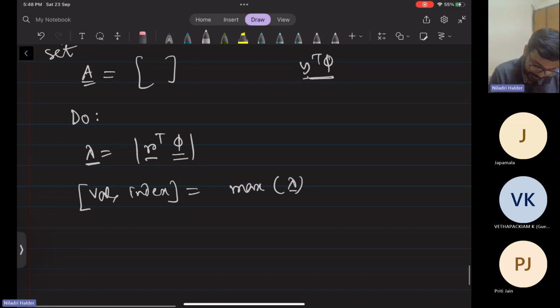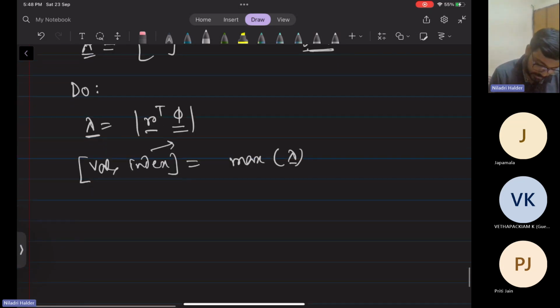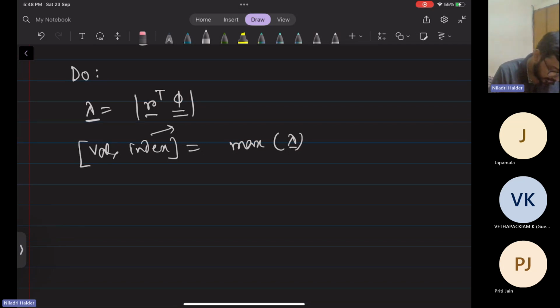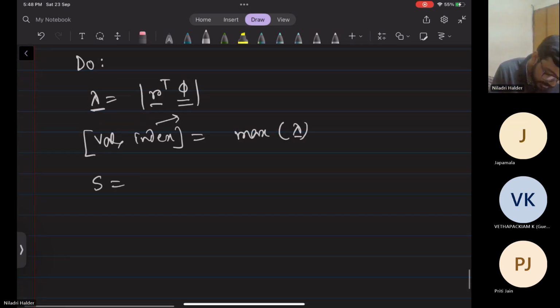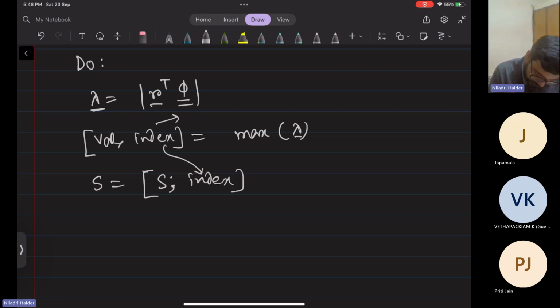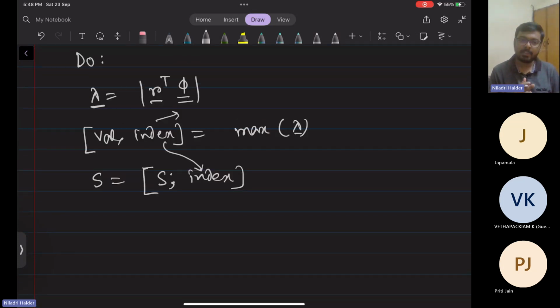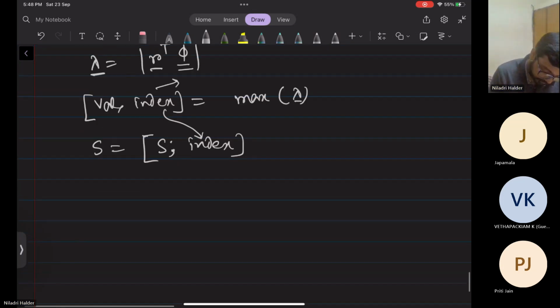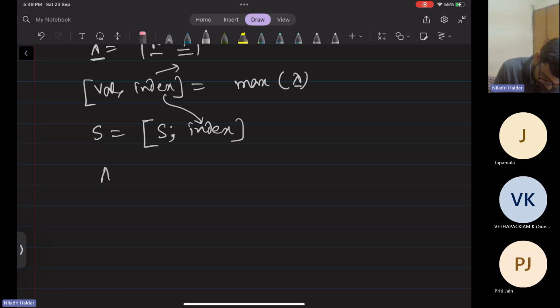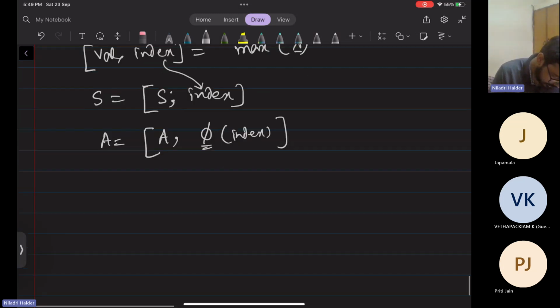The index will show the position where the correlation is the maximum, and the value will determine the correlated value. Then S takes the earlier S and this index, the index of the maximum correlated or projected element. R transpose phi determines the correlation, or projection of R onto the columns of phi. Then A is calculated as A comma phi of this index. Only that column we will take.